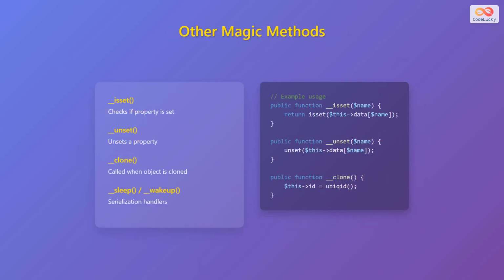Besides the magic methods we've already discussed, there are several others that offer powerful capabilities. The isset method is used to check if a property is set. The unset method is used to unset a property. The clone method is called when an object is cloned, allowing you to perform actions like assigning a unique identifier to the cloned object. Lastly, the sleep and wakeup methods are used for serialization and deserialization, allowing you to customize how an object is stored and restored.